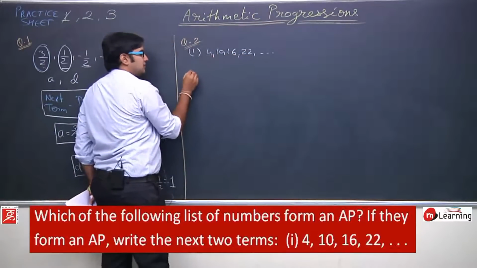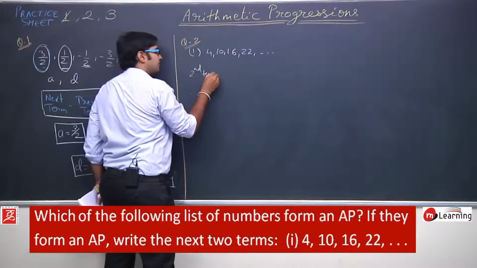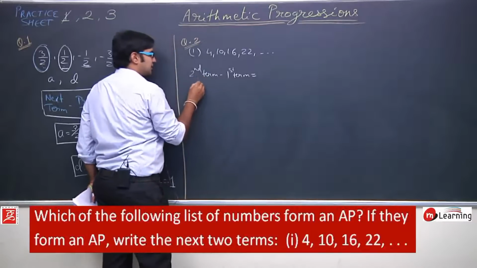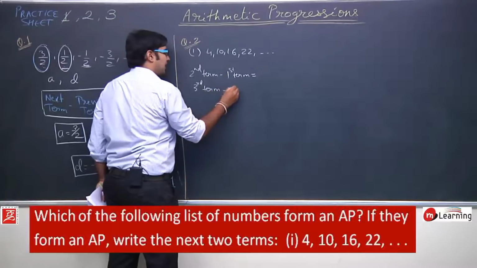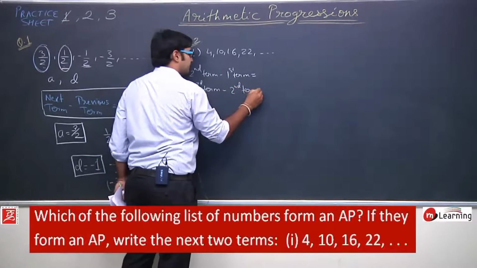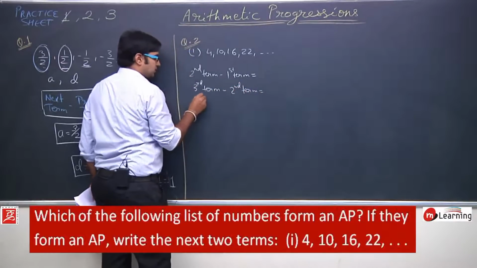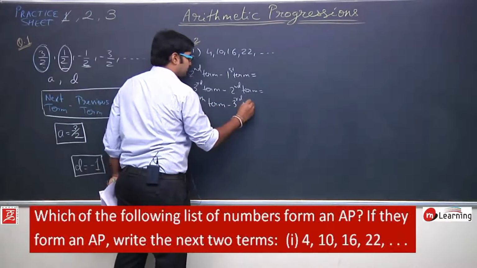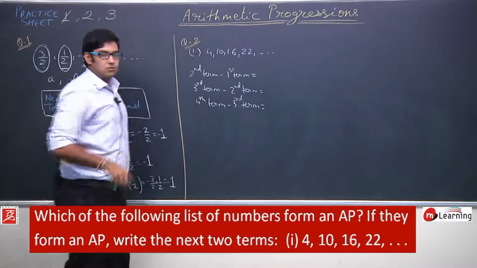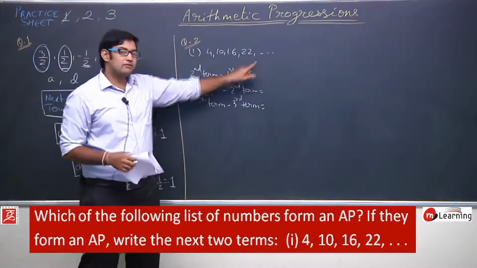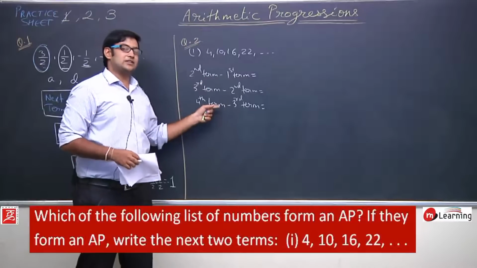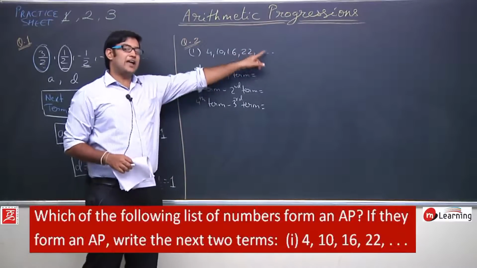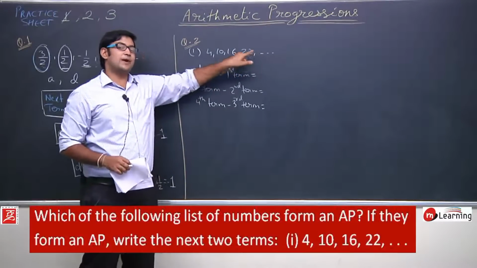What I will do? I will subtract the second term and first term. I will subtract the third term and second term. I will subtract the fourth term and third term. Now, do I have one more term? No, I don't have a fifth term. So I will restrict my subtraction till this fourth term. Fourth minus third. If I had a fifth term also, then I could take fifth minus fourth also.